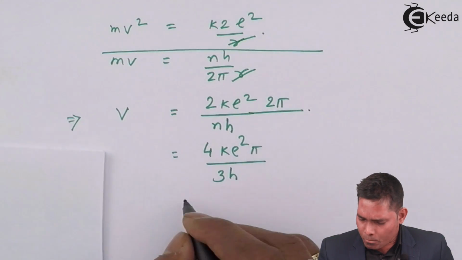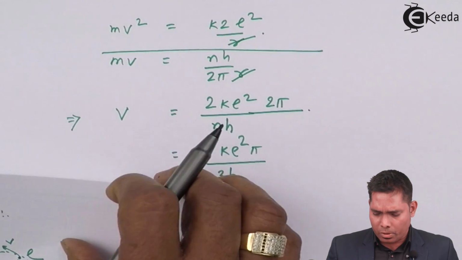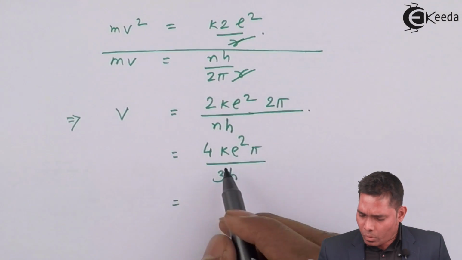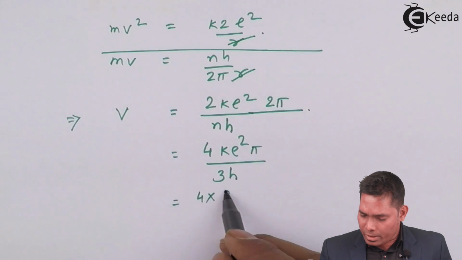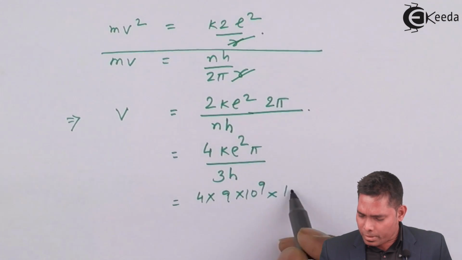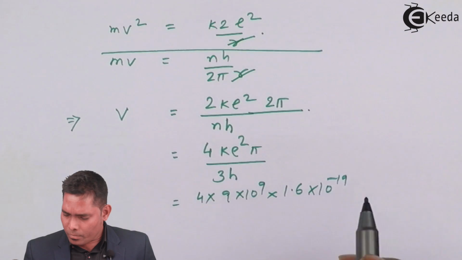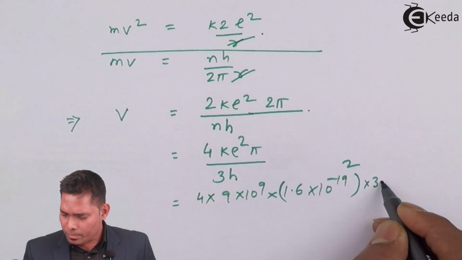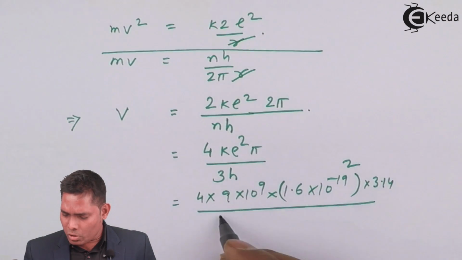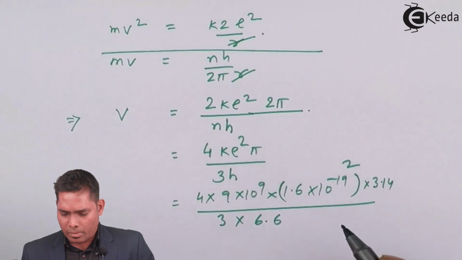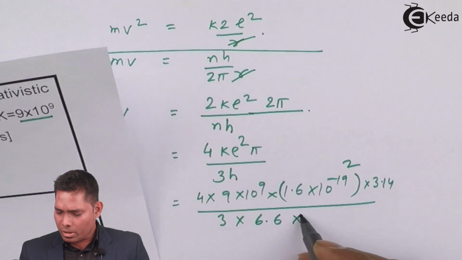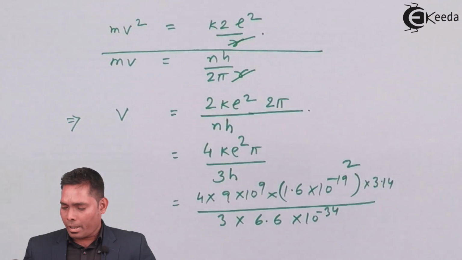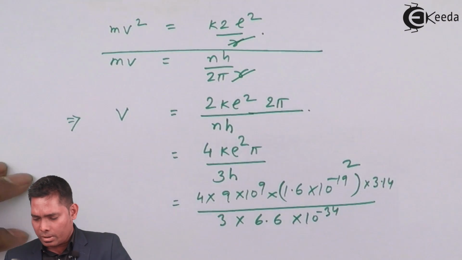So I'll substitute the k value and keep on substituting those values. 4 is 4, k is 9 times 10 raised to power 9, e is 1.6 times 10 raised to minus 19 squared, pi is 3.14, divided by 3h, where h is 6.63, here given as 6.6 times 10 raised to minus 34 joule second. Now I have to solve this to get the answer.